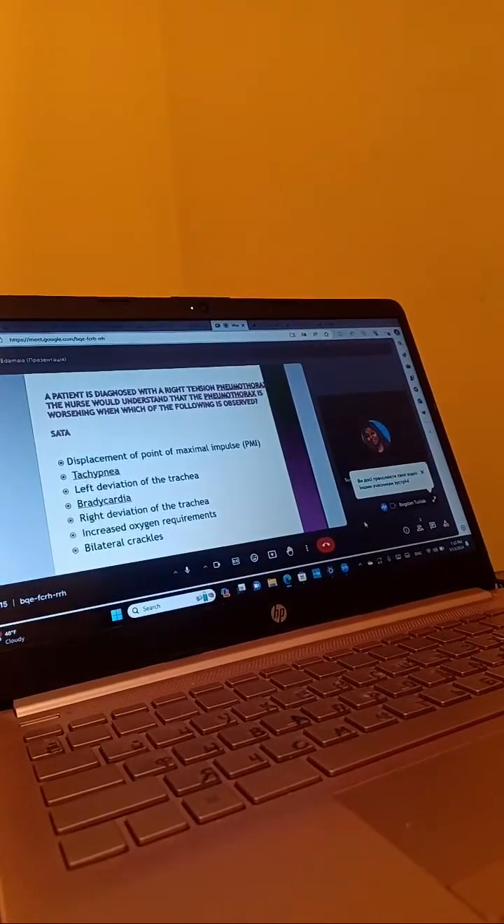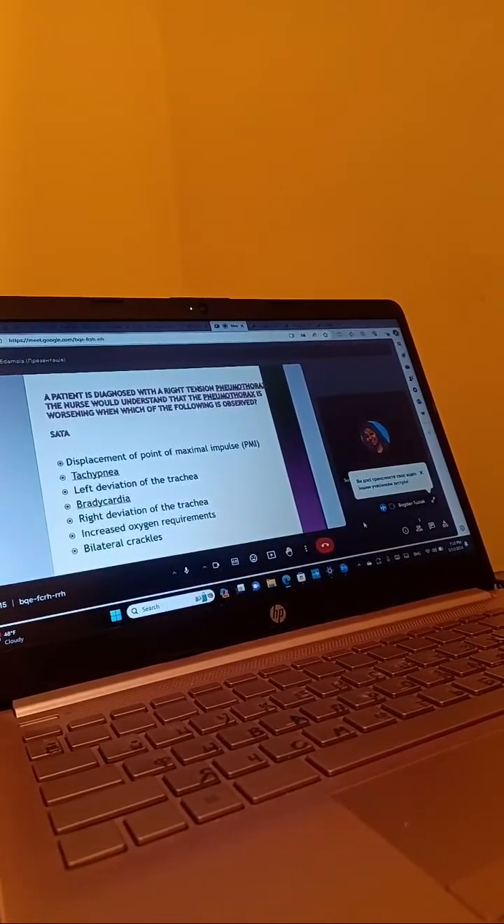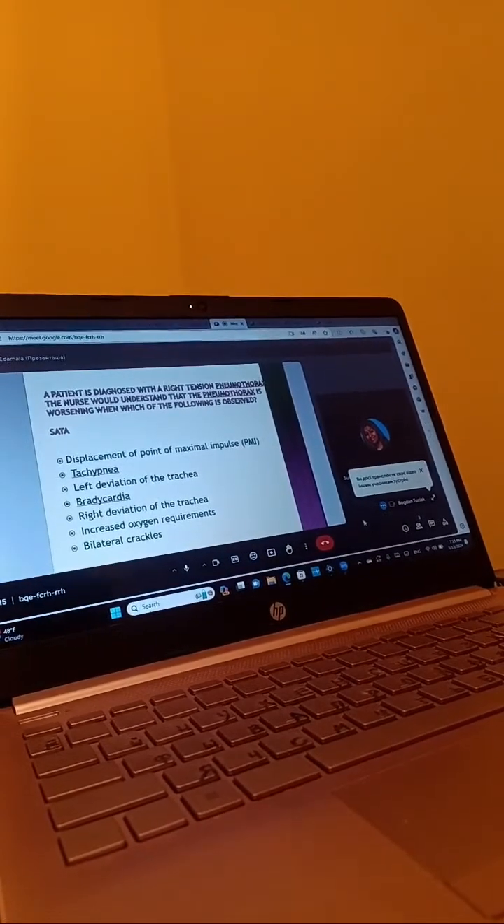Next. The patient is diagnosed with a right tension pneumothorax. The nurse would understand that the pneumothorax is worsening when which of the following is observed. Select more answers.